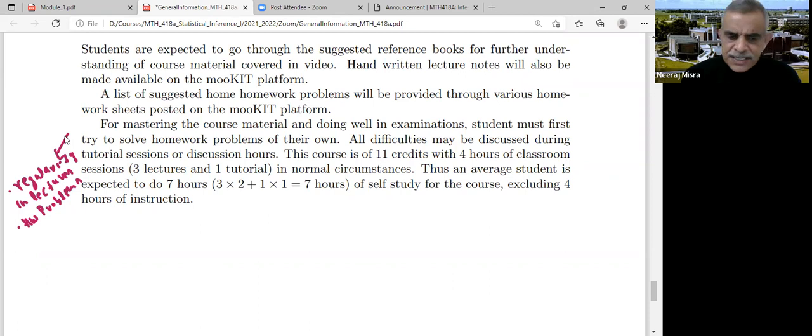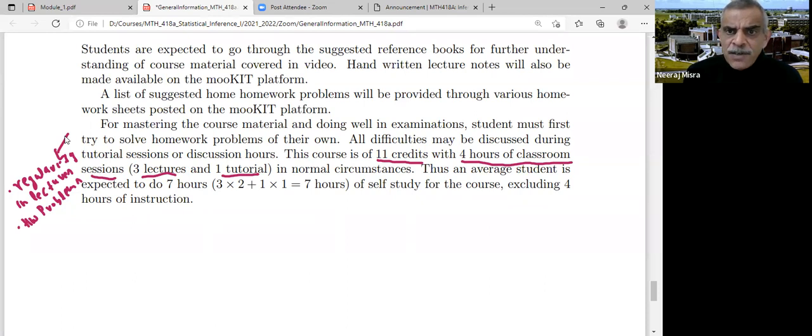Now, a natural question which many students face is, how much effort should I put in this course so that I can be reasonably placed as far as this course is concerned? Now, note that this course has 11 credits, out of which 4 hours are for classroom sessions. How these 4 hours? 3 hours for lecture and 1 hour for tutorial.